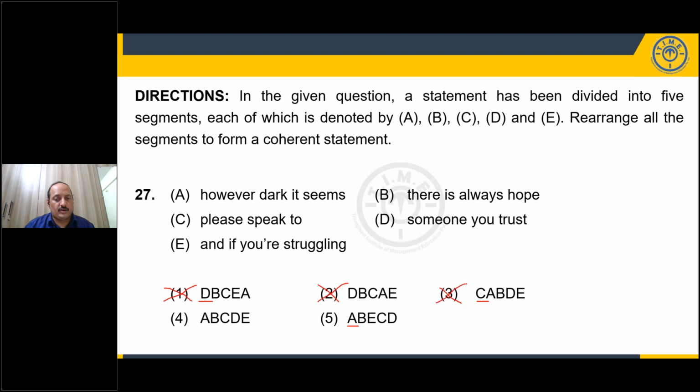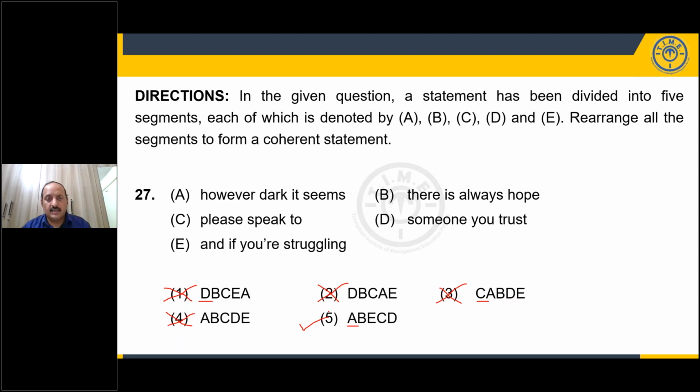Now what I'm sure about is A, B are there together because both 4 and 5 have AB. So however dark it seems, there's always hope. Okay. Please speak to someone you trust and if you are struggling. Now A, B, C, D are still fine, but even I'm saying and if you are struggling, I need something after that, which is not there in 4, unfortunately. So 4 also gets eliminated. So by default, my answer has to be 5.